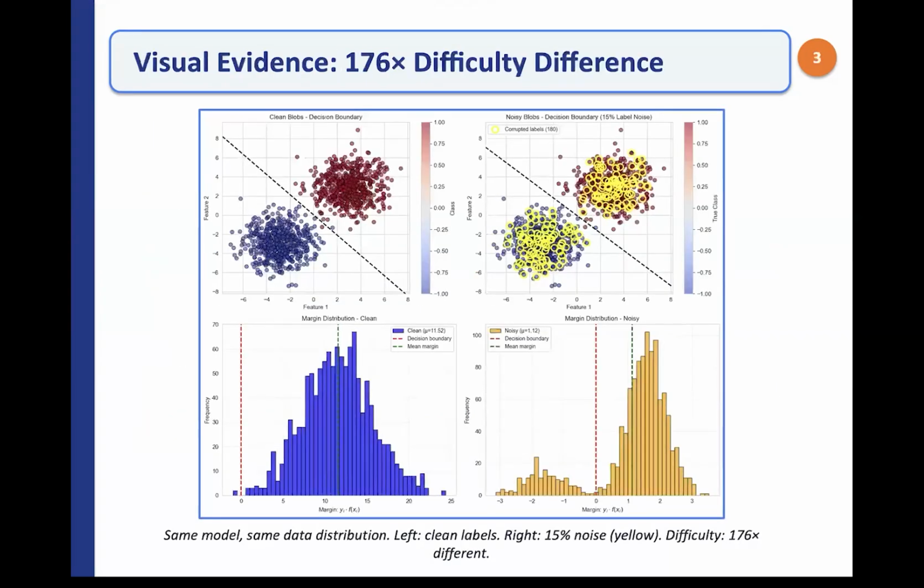Here is a simple example of the problem. Same logistic regression model, same data distribution. On the left, labels are clean. On the right, I added 15% label noise, shown as yellow points. The right problem is 176 times harder in terms of generalization gap. We'll see whether theory can tell these two apart.